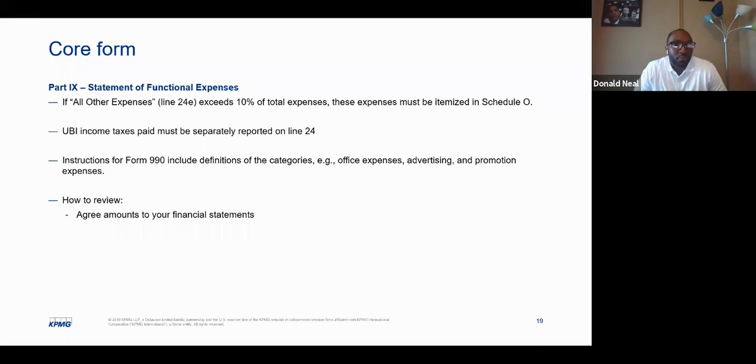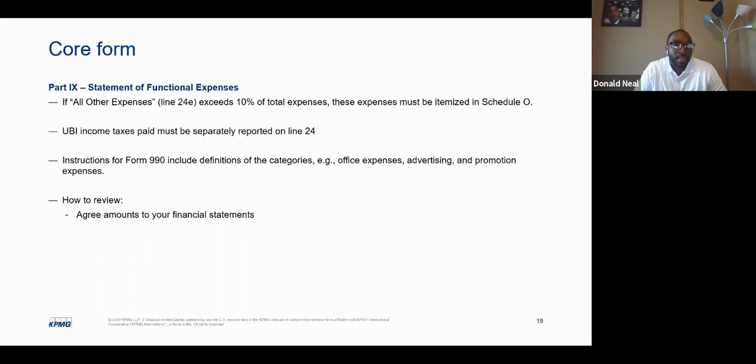So as we talk more about the core form, as I mentioned earlier, we get to Part 9. If all other expenses, line 24E, exceeds 10% of total expenses, then you must itemize that in Schedule O as well. We typically don't see this because when you get to line 24, you have 24A, B, C, and D, where you're pulling out your big expense items already. So typically, when you get down to line 24E, you rarely see it exceed 10% of total expenses. The other thing to note is if you have UBI income tax paid, that must be separately reported on line 24. The other thing is the instructions for the Form 990 include definitions of categories, office expenses, advertising, and promotional expenses.